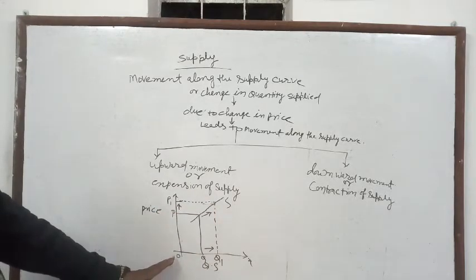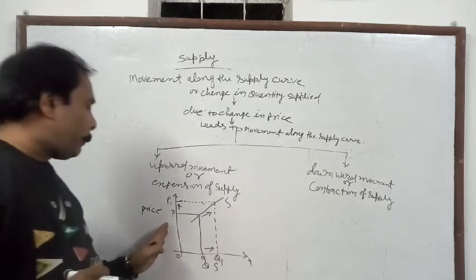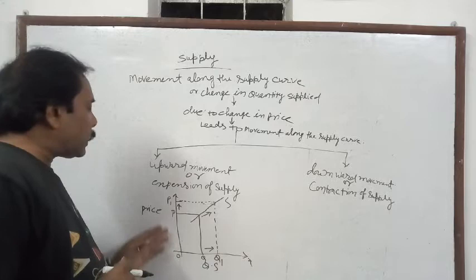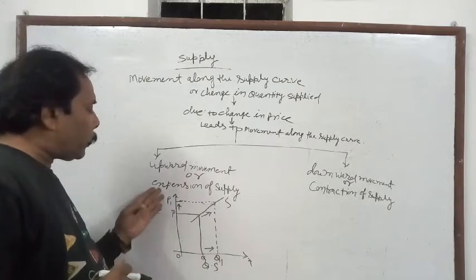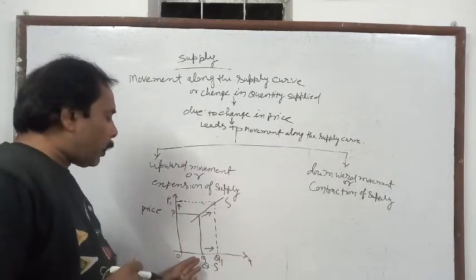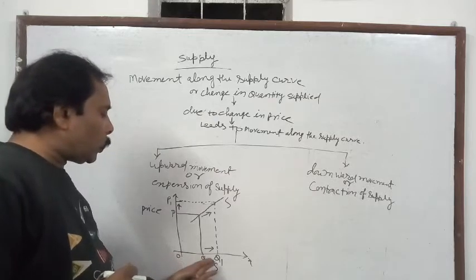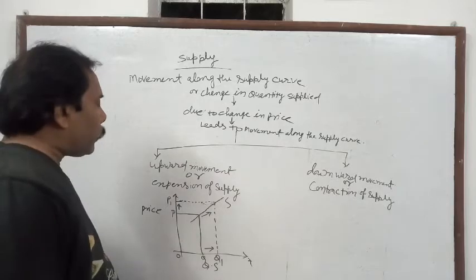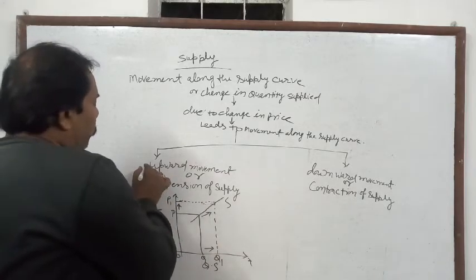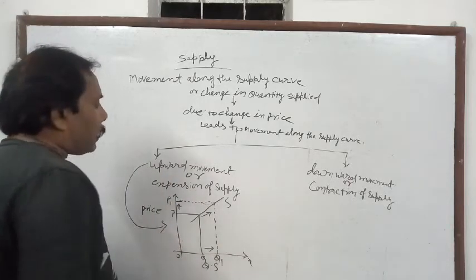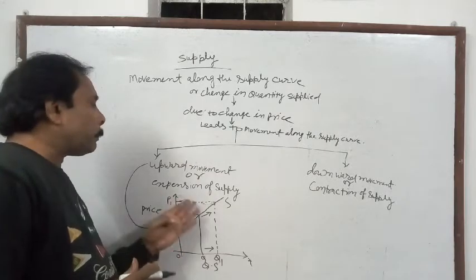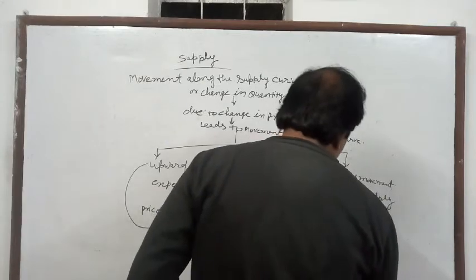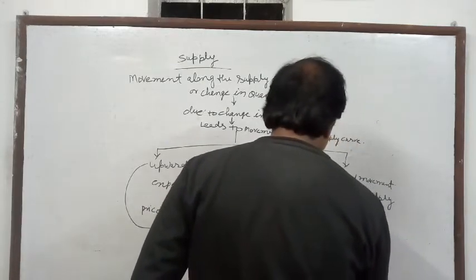Listen once again, when the price of the commodity is OP, the quantity supply is OQ, and as the price increases from OP to OP1, quantity supply also increases from OQ to OQ1. Due to that, the supply curve moves upwards, and that is known as upward movement of supply curve or expansion of supply. In case of downward movement, it is the opposite.